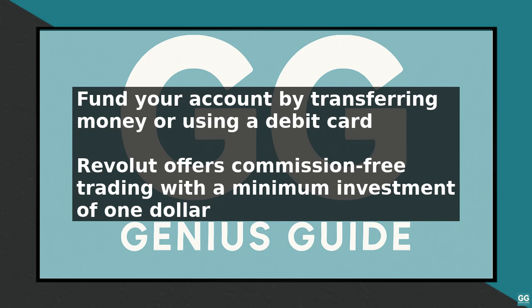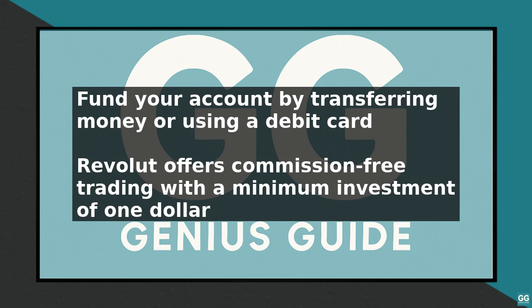When selecting stocks, it is essential to do your research. Look at the company's financial health, market trends, and potential for growth. You can use the Revolut app to browse stocks by category, such as technology or healthcare, or search for specific companies. You can also set up price alerts to notify you when a stock reaches a certain price.